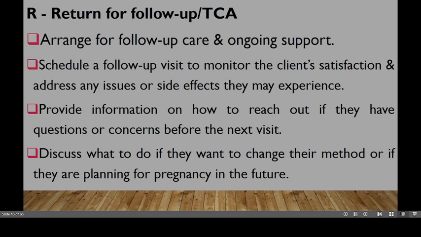You also need to arrange for follow-up care and ongoing support. So you have to help schedule a follow-up visit to monitor the client's satisfaction and address any issues or side effects they may experience. You have to provide information on how to reach out if they have questions or concerns before the next visit, and discuss what to do if they want to change their method or if they are planning pregnancy in future.